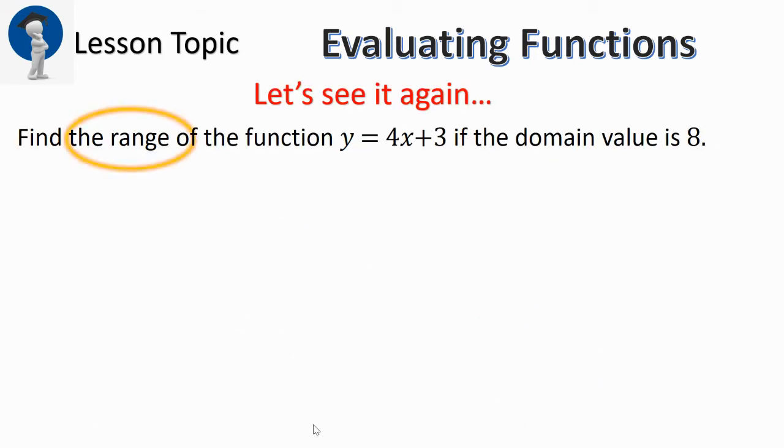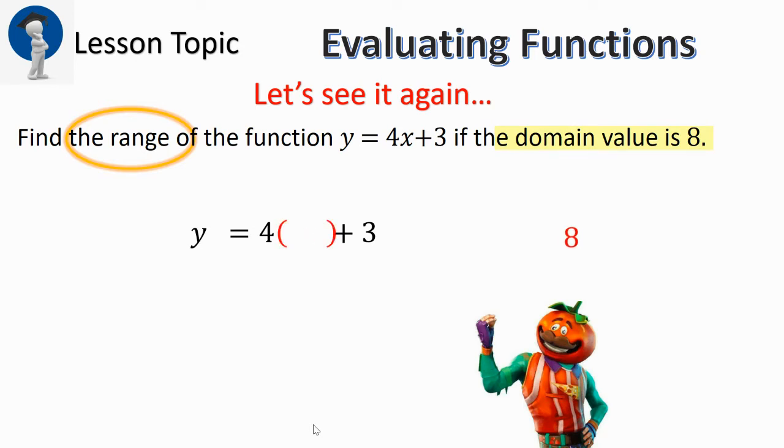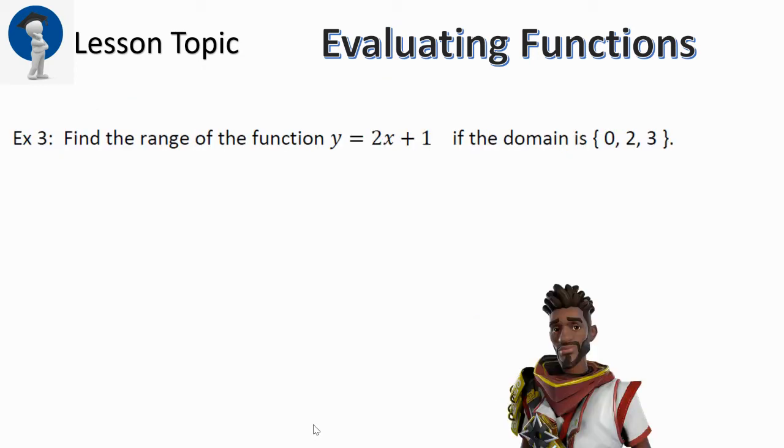So find the range. The domain, the x is 8. You're going to put that 8 where the x is. Okay, get rid of the x, put the 8 in its place. 4 times 8 is 32, and 32 plus 3 is 35. And so that point would be (8, 35). When x is 8, y is 35. All right, let's try this one.